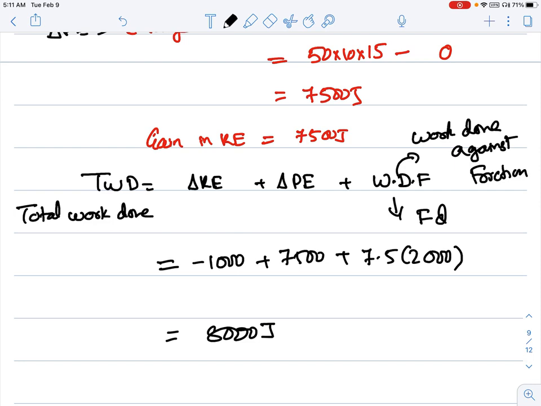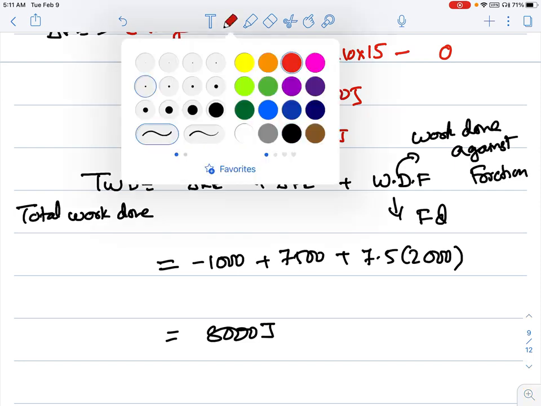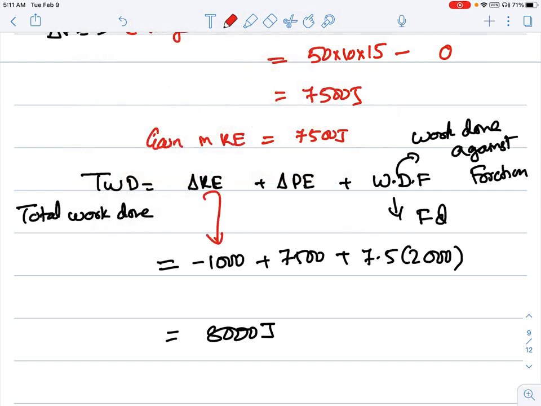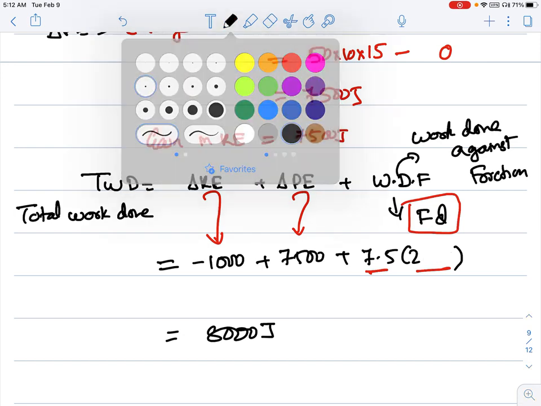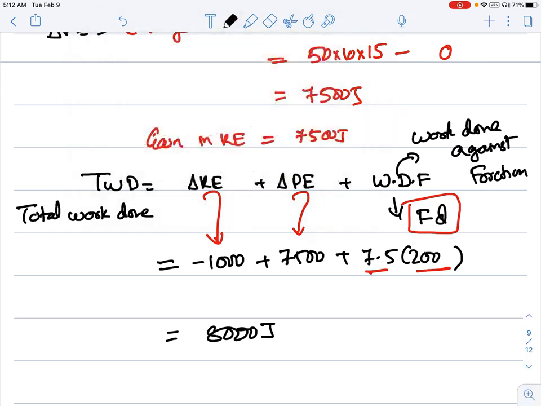So whenever I am using this formula, we use delta KE, meaning change in kinetic energy, so final minus initial. That's the reason in the starting of this sum I have found delta KE. Delta PE means change in potential energy. Work done against friction is force times distance. Force is 7.5, distance is 200 meters, not 2000, 200 meters. So let me write that neatly, 200. Then I will be getting the answer as 8000 joules.